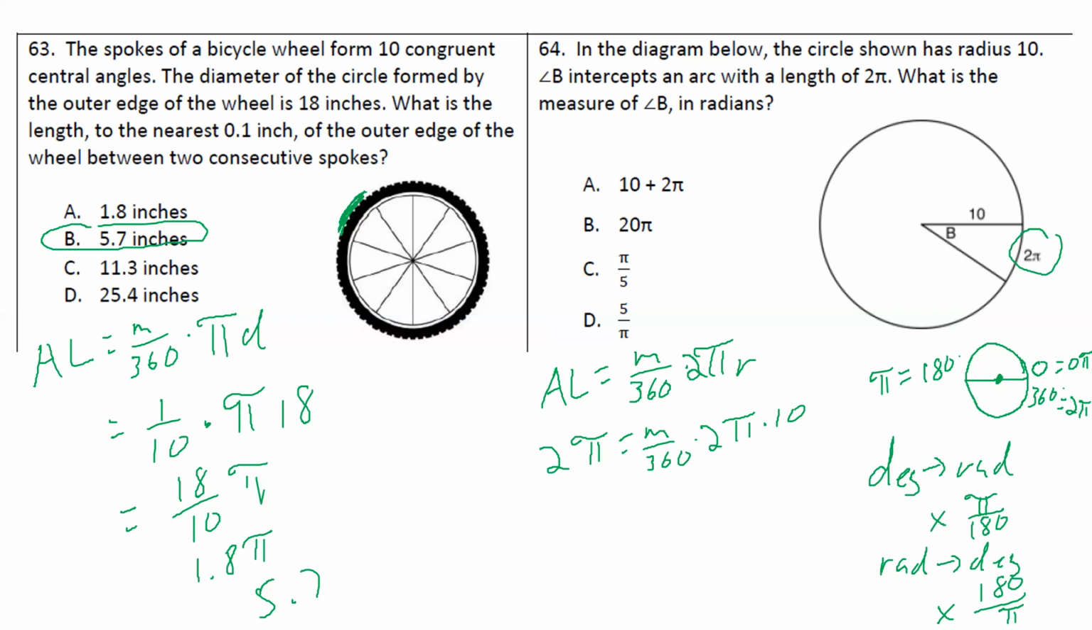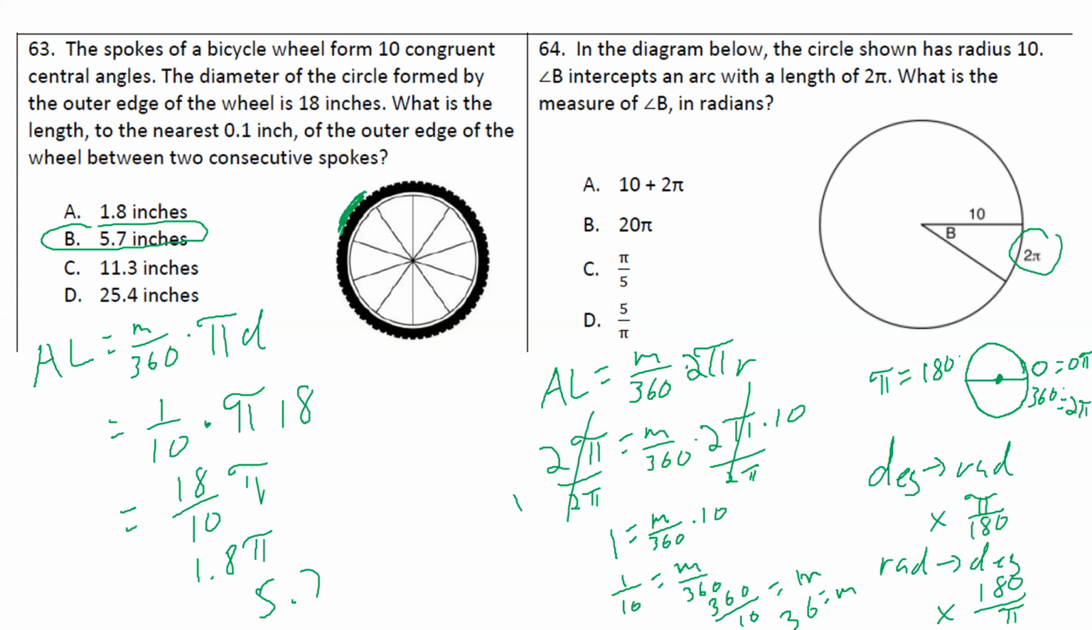Now, first thing we can do, both sides have 2 pi right now. So I could divide off 2 pi so that this side now is just 1. And on this side, it's going to end up going away. So we now have 1 equals m over 360 times 10. Get rid of the 10 by dividing it off. So 1/10 equals m over 360. Multiply 360 to the other side. That's 360 over 10 equals m, which is 36 equals m.